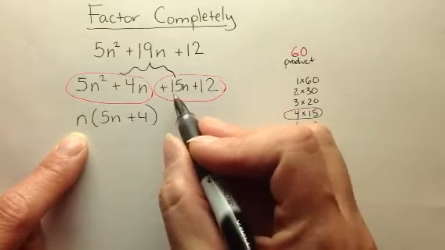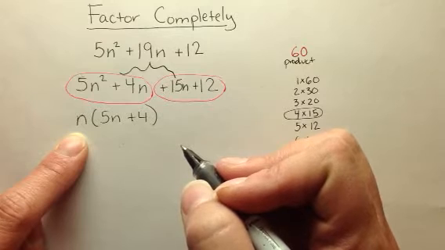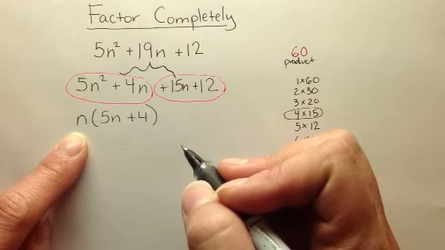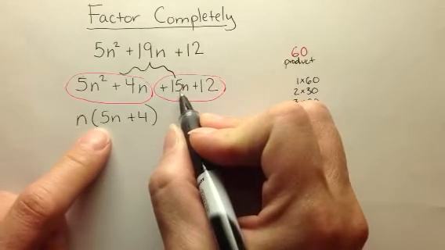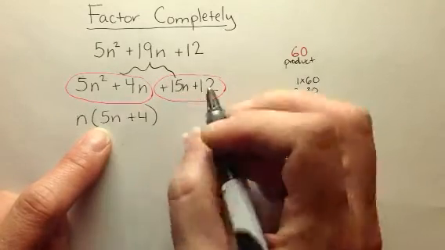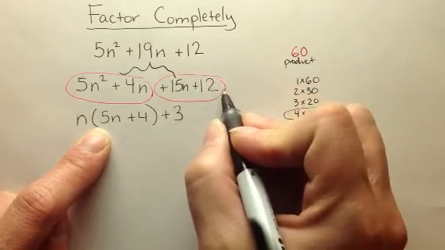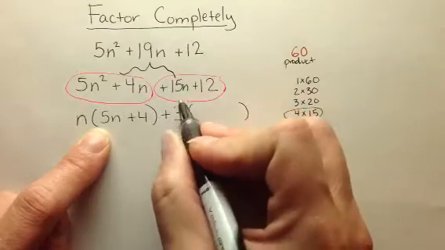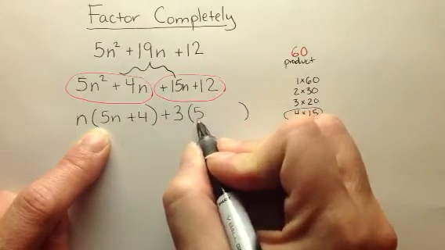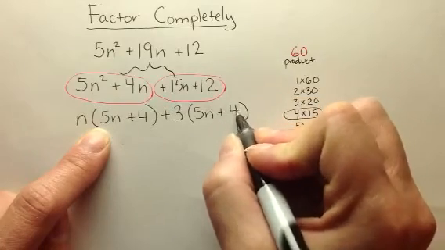Okay, now I find a common factor here. 12 and 15 have a common factor of 3. And if I take out a positive 3, it's going to leave me with positive 5. So it's going to be a positive 3. That's what I want. Okay, this does not have a variable, so I can't do anything else. Okay, 15n divided by 3 is 5n. 12 divided by 3 is 4.